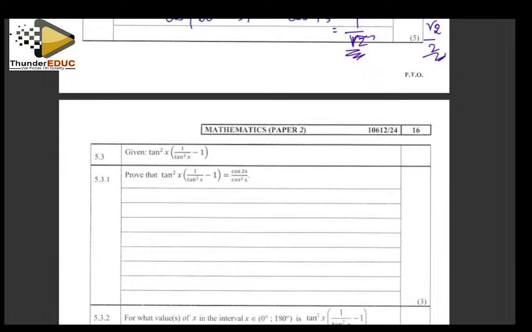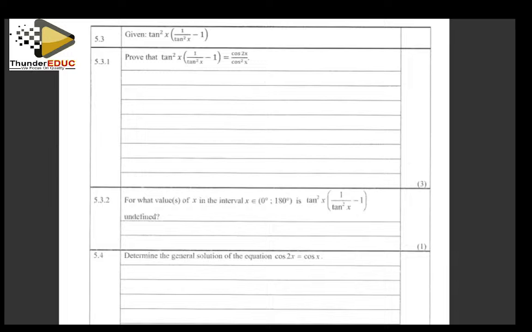Then 5.3, given tan squared x into 1 over tan squared x minus 1. Can we prove this? Let me start from the left-hand side. I'll start by opening the brackets. So I'll have tan squared x over tan squared x minus tan squared x. This is going to give me just a 1 minus, and I can change that to sine squared x over cos squared x.